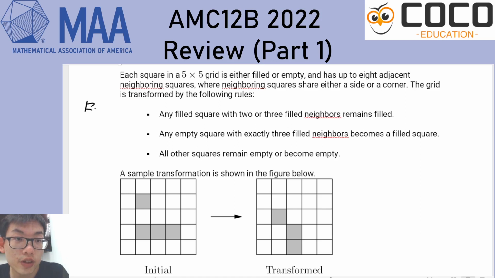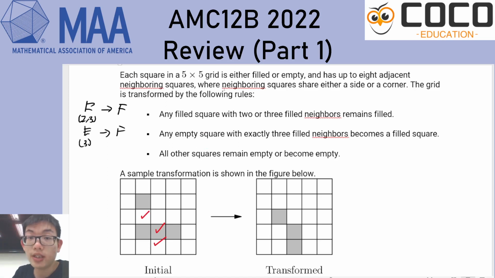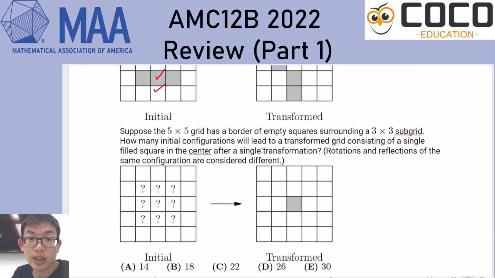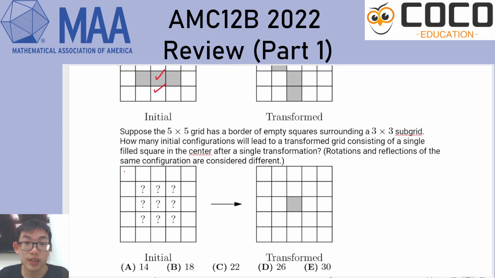So if it's filled and it has 2 or 3, it remains filled. If it's empty and has exactly 3, it becomes filled. So here, empty with exactly 3 would be only this square and this square, and then filled with exactly 2 or 3 neighbors is this square. So that is how you end up with this sample transformation. The question says the 5 by 5 grid has a border of empty squares surrounding a 3 by 3 subgrid. How many possible initial configurations will lead to a transformed grid consisting of a single filled square in the center after a single transformation?